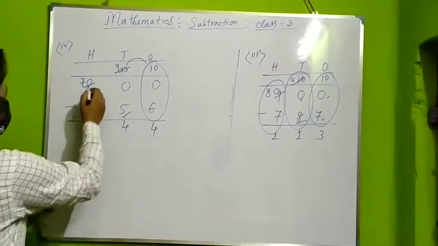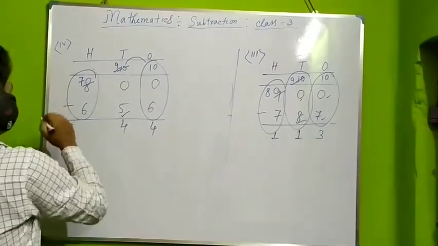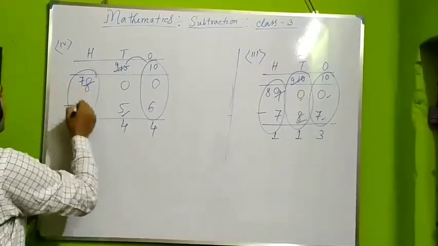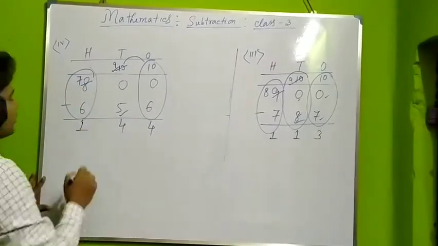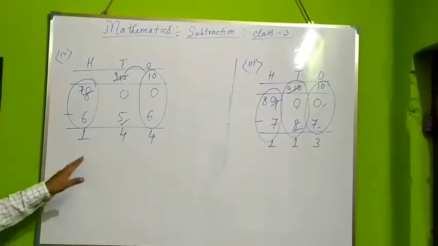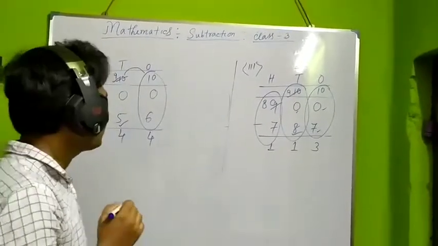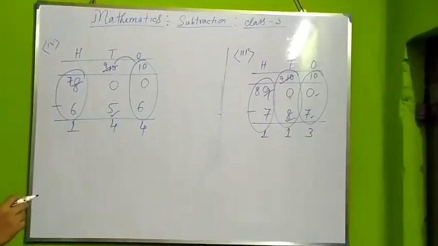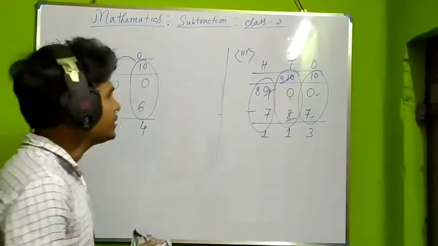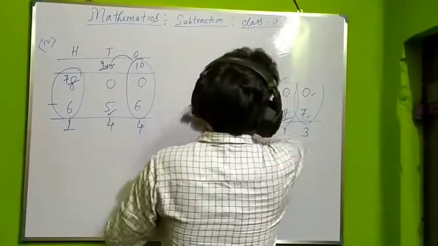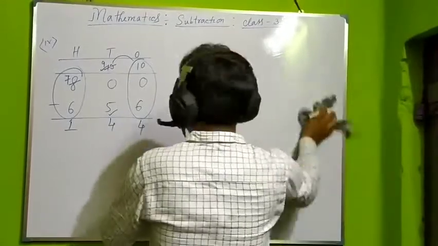Now you come to the 100's place. Here 7 minus 6 equals 1. So we get the difference, that is 144. That is our result. Okay. Now if we take another number of 4 digits.